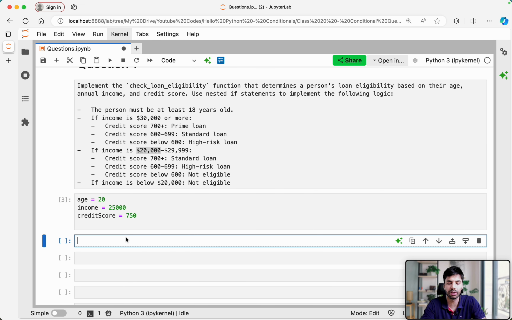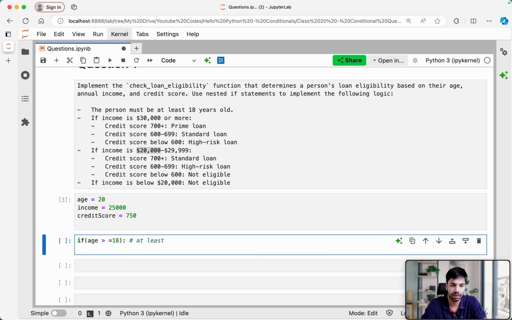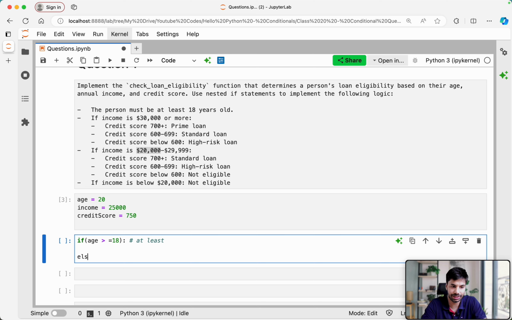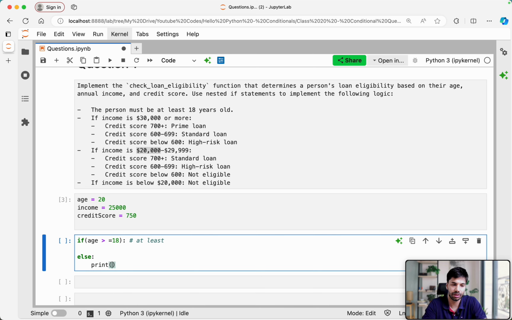Now let us move forward, everyone. We are doing everything with conditionals only, that is what we have learned. The concept of operators will of course come in between. If your age is greater than or equal to 18, so that means 18 is also valid. These things are very important. Let me write it in a comment as well, at least. Otherwise, we are just going to print not eligible.